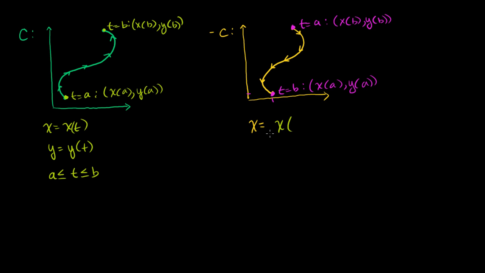X of, but instead of putting a straight up t in there, what if I put an a plus b minus t in there? What happened? Well, let me do it for the y as well. And our y is equal to y of a plus b minus t.